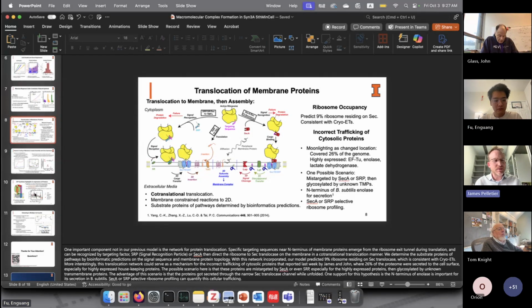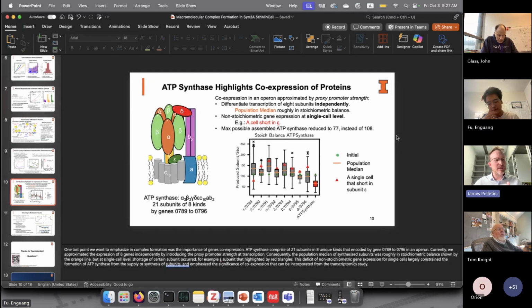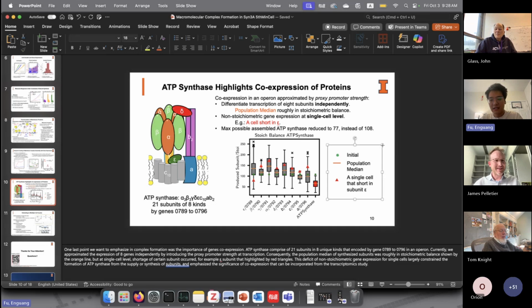Beautiful work, Enguang. Related to your point about the non-stoichiometric abundances, I'm curious how you're taking that into account when simulating the assembly formation. I'm going to drop a paper into the chat that is a theoretical framework by Arvind Murugan and colleagues that describes how non-stoichiometric ratios can actually help complex formation because it can help avoid kinetic traps. Is that the 2015 Nature Communications paper? Yeah, exactly.